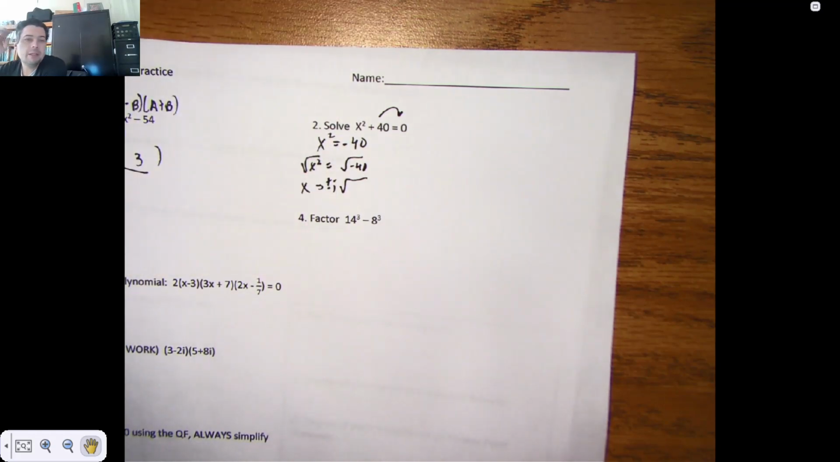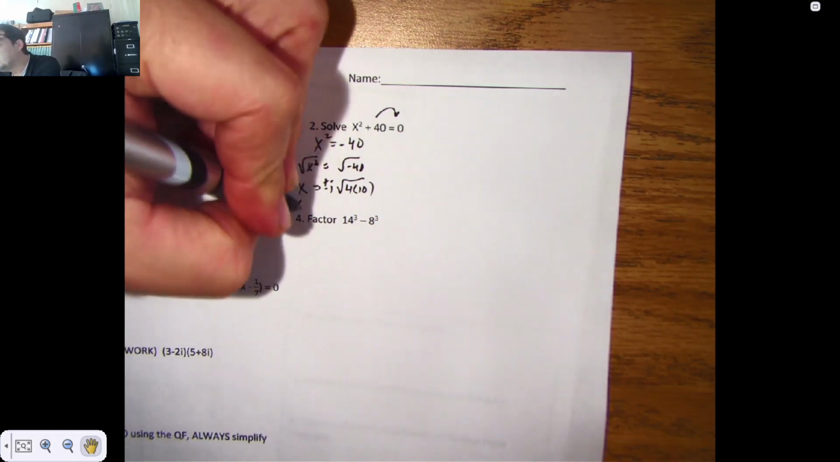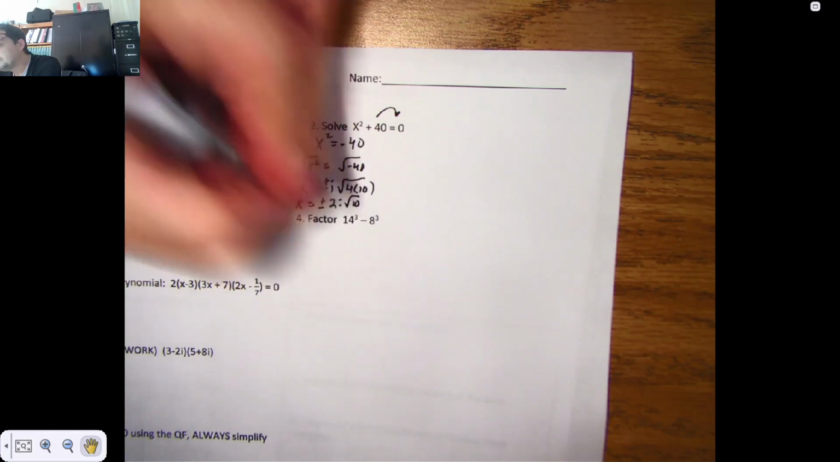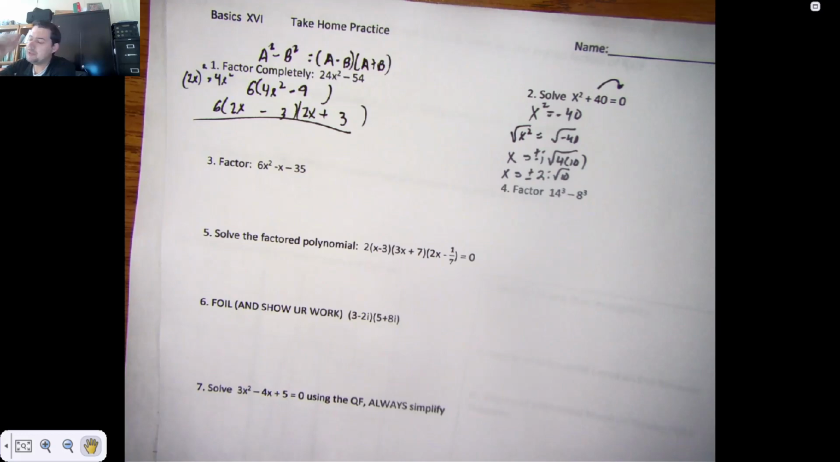Almost forgot about that. I also know that to make a 40, I do 4 times 10. So hopefully you can understand what just happened as we move from that step to the next step. Now, the square root of 4 is a 2. So plus or minus 2i root 10. There are two answers there.